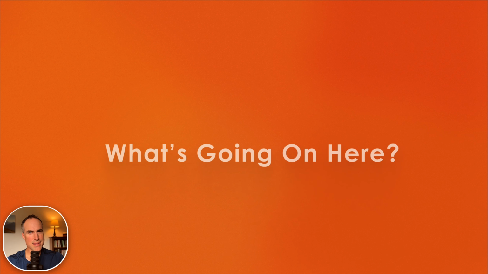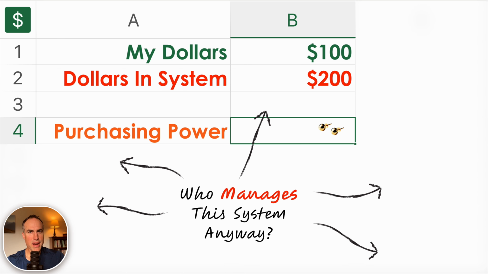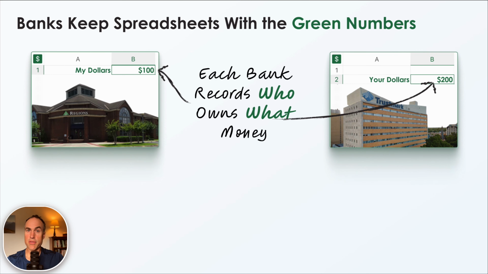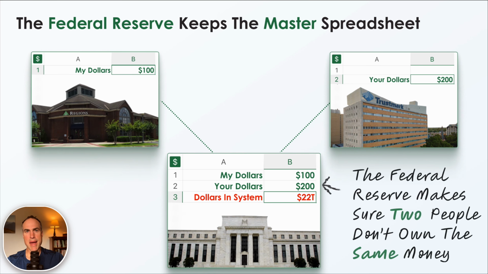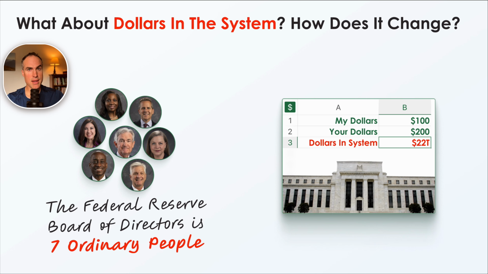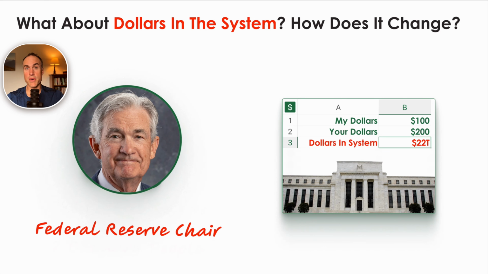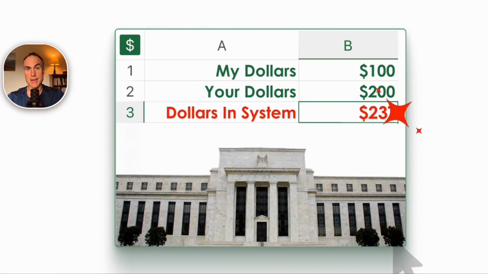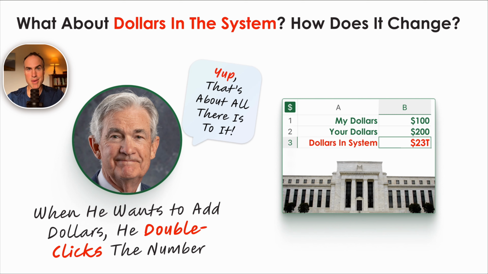So what exactly is going on here? I mean, who manages this system? Your bank keeps a record of your dollars, and your friend's bank keeps a record of his dollars, and the central bank sort of keeps the master spreadsheet. The Federal Reserve has what's called an open market committee and a board of directors. The board of directors has a chair, and when the chairperson, as well as the open market committee, all decide that they want to increase the dollars in the system, they double-click the spreadsheet. And surprisingly, that is just about all there is to it.